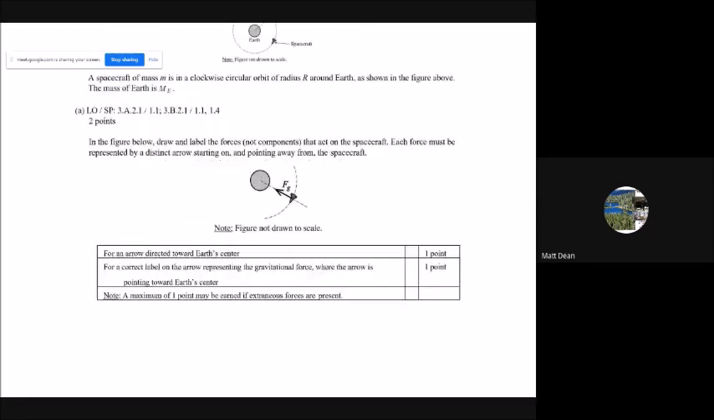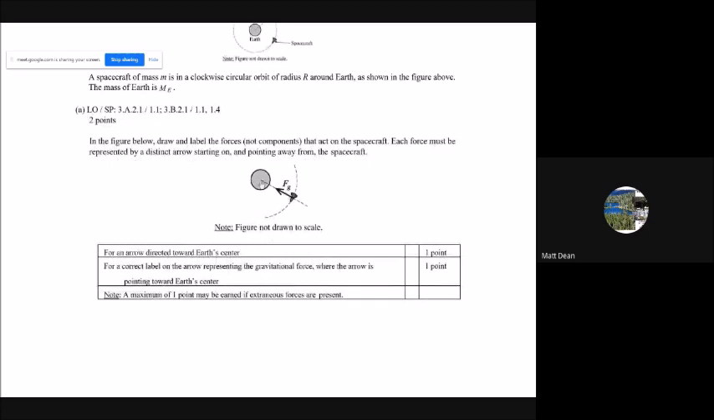Let's look at the grading rubric real quick, the scoring guidelines, just so you see what they were looking for. Notice on the first part, we were supposed to draw the force and label it. So 1 point for an arrow toward the center of the Earth, and then 1 point for a label showing that it's the gravitational force. So 2 points for that. Easy 2 points.